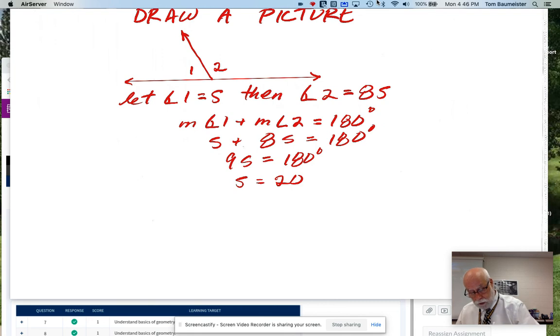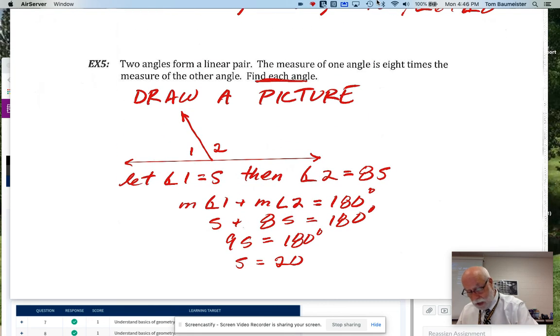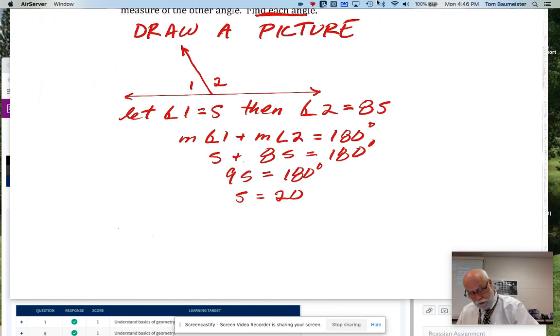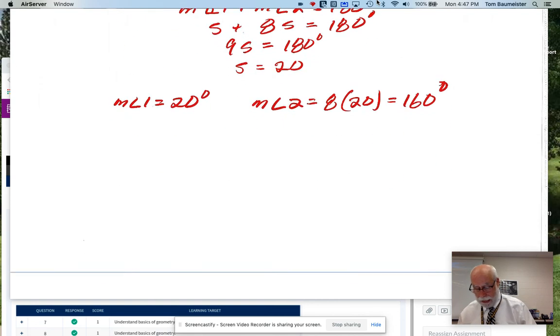So if S is equal to 20, then we have to, again, read the question. It says find each angle. So the measure of angle 1 is equal to S, or just 20 degrees. Measure of angle 2 is equal to 8 times 20, because our S again was 20 degrees. And that'll equal 160. And as a quick check, 20 plus 160 does equal 180.